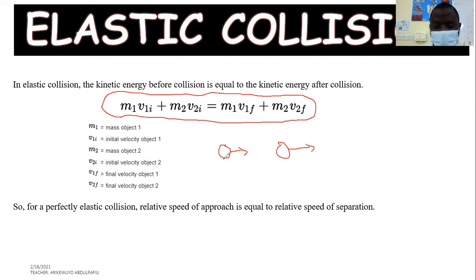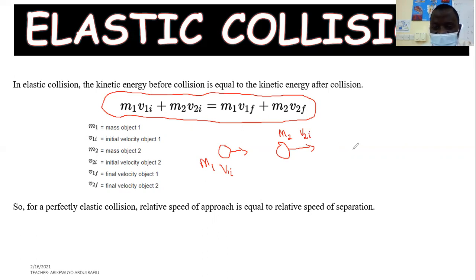Now, before the collision, this has a mass, m1, right? And this ball also has a mass, m2, right? And this has an initial velocity u1, or you call that v1 initial, right? Then this also has the initial velocity v2 initial. This is before collision, right?